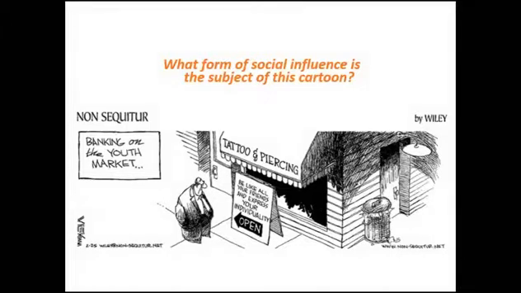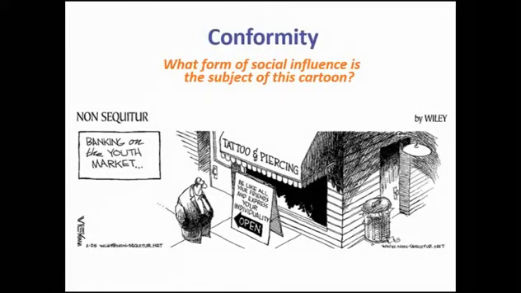little too long. Okay, so what form of social influence is the subject of this cartoon? We've got banking on the youth market. We've got the tattoo and piercing shop, and it says, be like all your friends and express your individuality. A lot of older people, my age and beyond, look at young people being tattooed as a form of going along with the group rather than going against the group. So what we're looking at is tattooing as a sign of conformity.